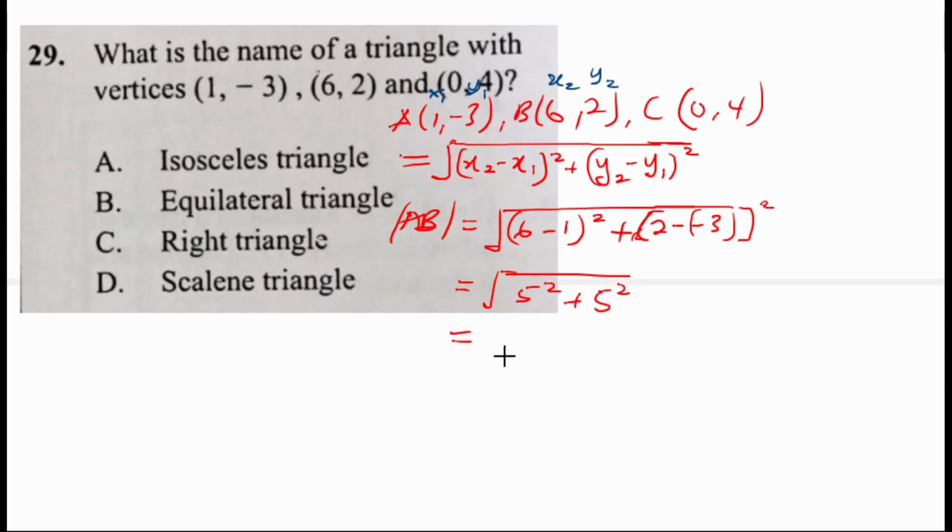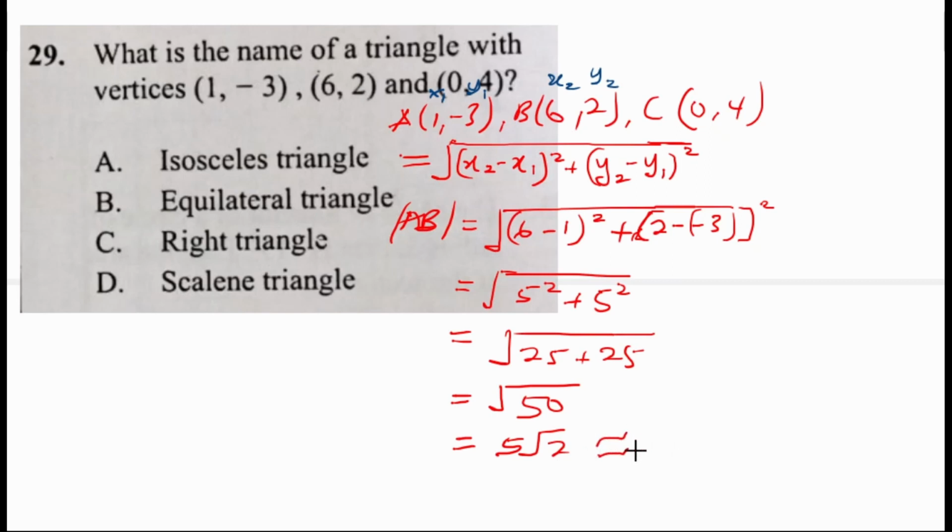And that is going to give us the square root of 5 squared is 25 plus 25. And that gives us square root of 50, which when we simplify becomes 5 root 2, or in decimal going to be 7.07 units. Then now we take the length of the line joining the point B and the C. So let's call that one the length BC. And let me just rewrite B and C here to guide my calculation.